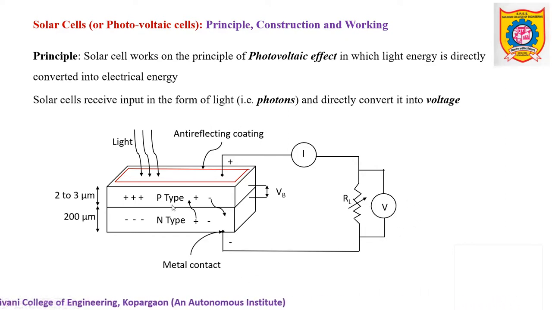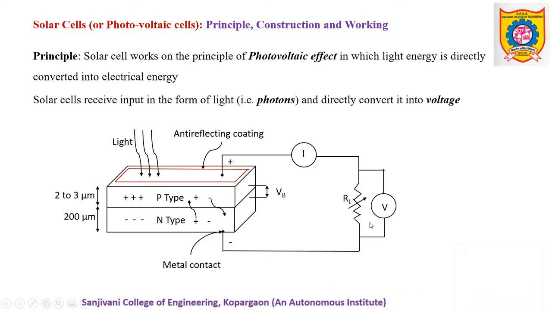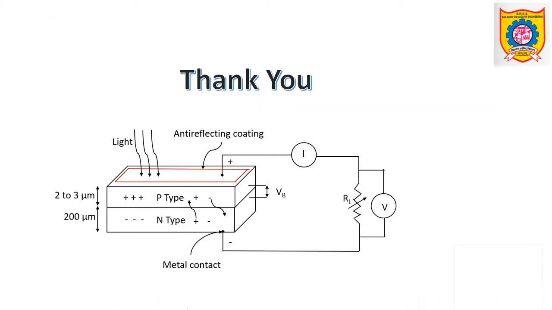So this is how this light energy. See, overall what is happening? The solar cell receives light as input, photon energy as input, and as output we are getting some voltage. So this is what is called the photovoltaic effect, and this is about the construction and working of the solar cell.